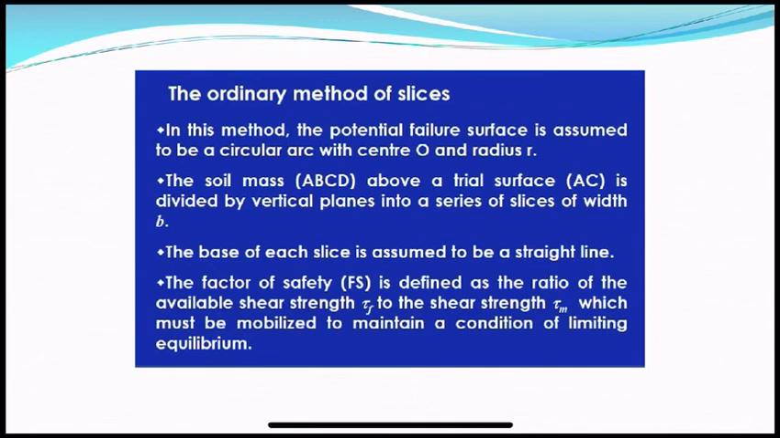The number of slices depends on convenience. The slices are divided in such a way that they have mostly uniform horizontal distance, and the base of each slice is assumed to be a straight line, so the circular arc is assumed to be a straight line. Factor of safety is defined as the ratio of the available shear strength to the shear strength tau m, which must be mobilized to maintain the condition of limiting equilibrium.